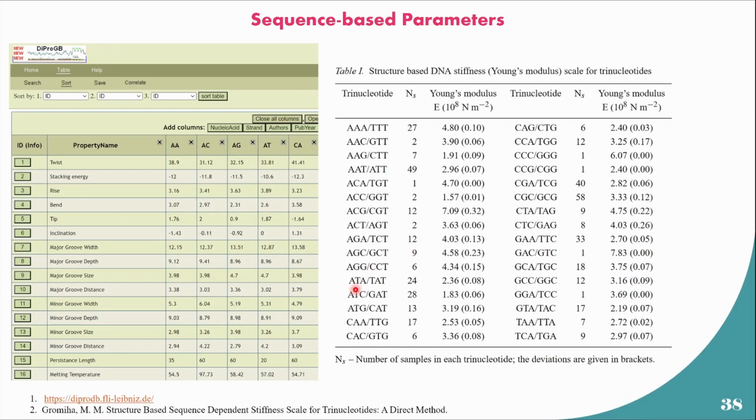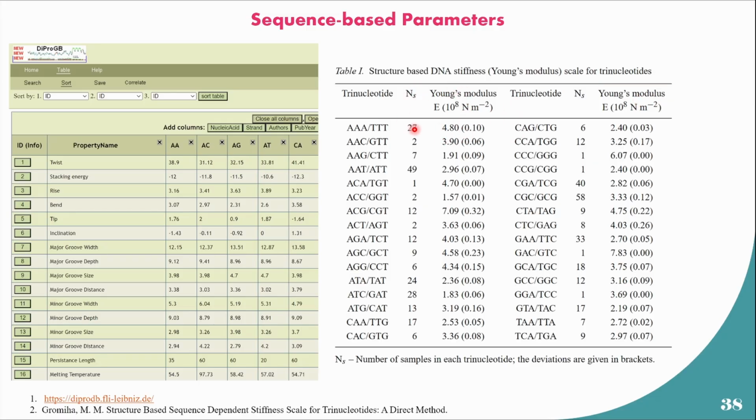For example, here Professor Gromi has shared this slide. On the left-hand side, we have the dinucleotide sequence and their related parameters like twist, stacking energy, rise, bend, dip, inclination, major groove width, etc., right? On the right-hand side, you will see trinucleotide sequences in this paper when it was published. So they also calculated the trinucleotide sequences and their associated parameters, like Young's modulus. This is a part of the Young's modulus.